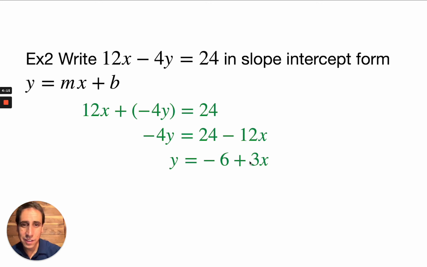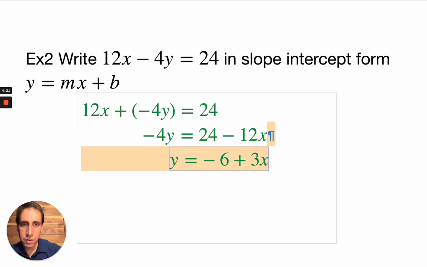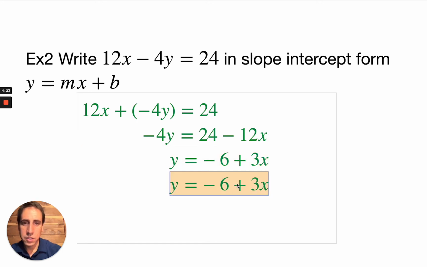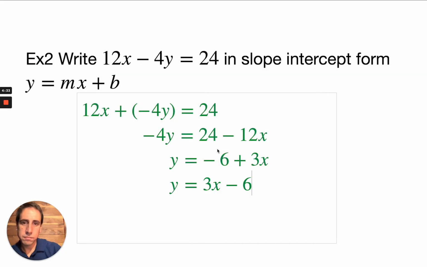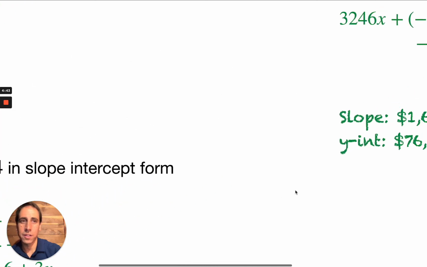Technically, this is not yet in slope-intercept form. I think what I want to do is rewrite this in slope-intercept form. So that would be positive 3x minus 6. That would be the finished version, because now we have y equals mx plus b. Technically, you could say it's plus negative 6 if you really wanted to.